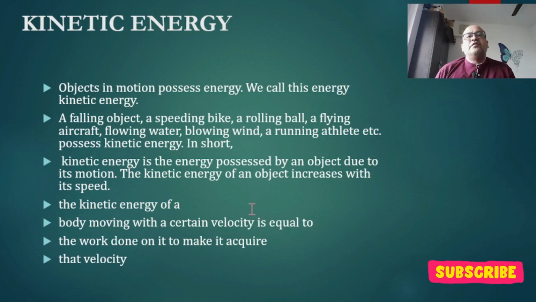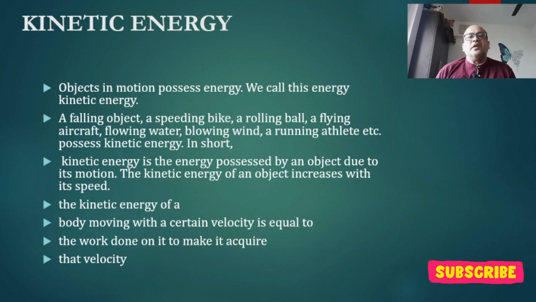Now let's see what we understand by kinetic energy. Objects in motion possess energy. A moving object, say you are riding a bicycle. The bicycle is in motion, so what energy is it possessing? It is possessing kinetic energy. A ball is moving, it possesses kinetic energy.